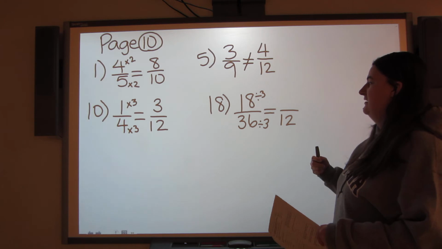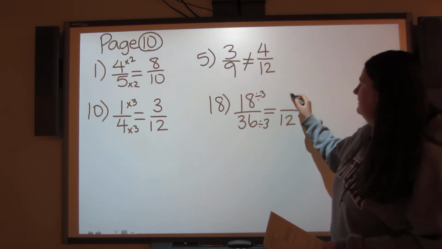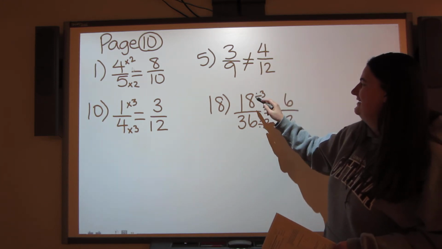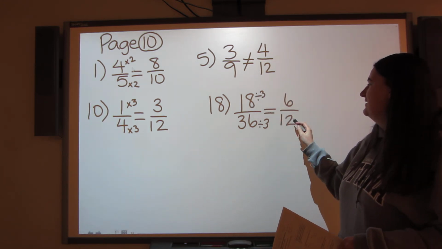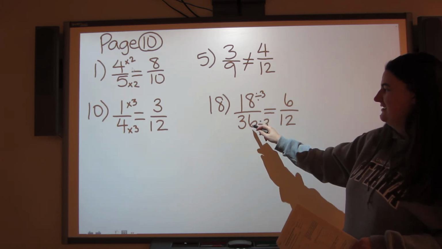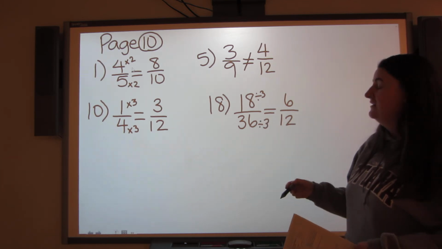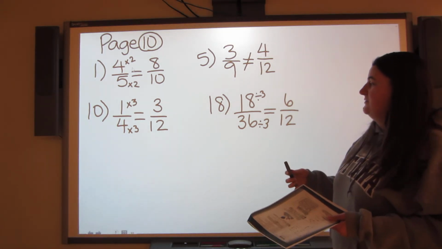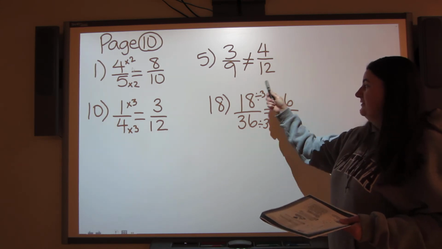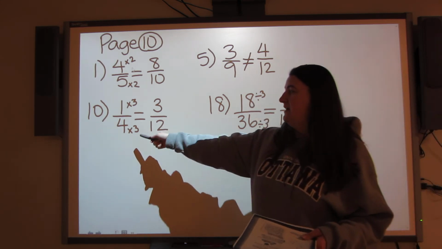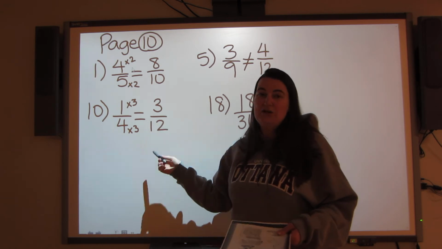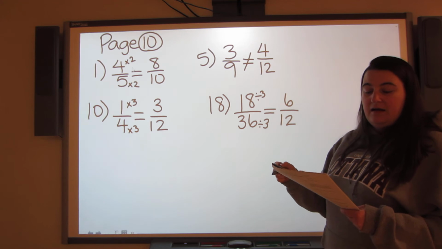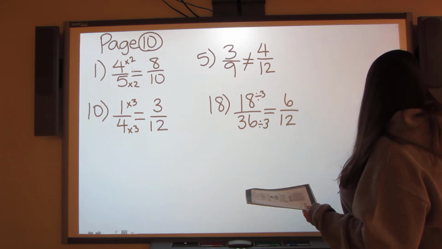18 divided by 3 is 6. So 6 times 3 is 18. 18 divided by 3 is 6. 12 times 3 is 36. 36 divided by 3 is 12. So this is how you find your missing one. You can use multiplying or dividing. Just remember, when you're dividing, you're going from bigger to smaller, and when you're multiplying, you're going from smaller to bigger. Make sure you're using the right operation. All right, let's take a look at number 22.